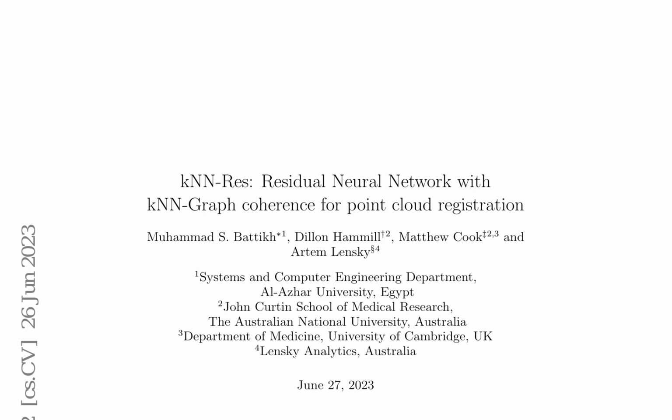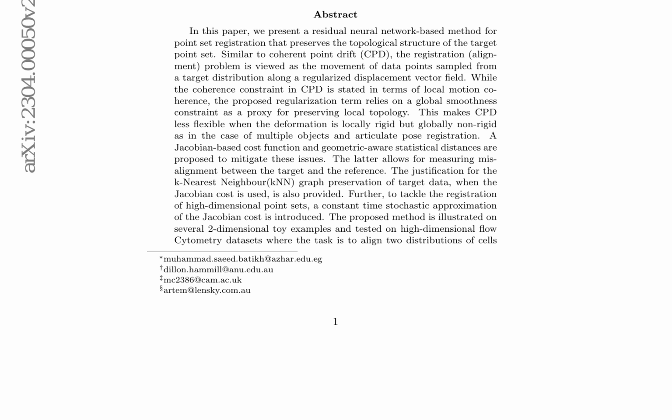The kNN-Res method's flexibility makes it well suited for registering multiple objects and articulating pose changes. A Jacobian-based cost function and geometric-aware statistical distances are employed to tackle issues related to local rigidity and global non-rigidity. The preservation of the k-nearest neighbor (kNN-Graph) of the target data is justified through the use of the Jacobian cost. To efficiently handle high-dimensional point sets, a constant time stochastic approximation of the Jacobian cost is introduced.